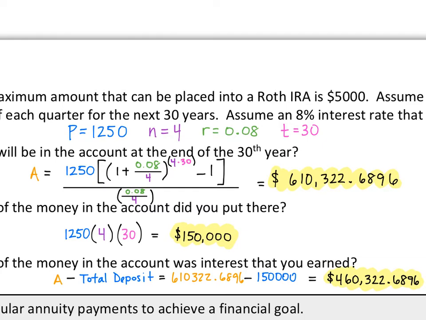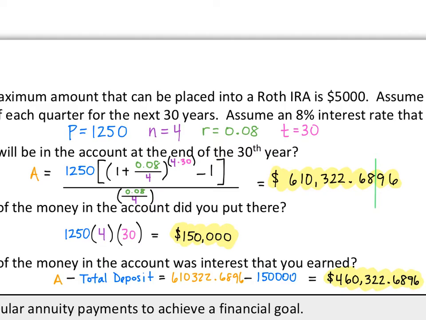And you should get this amount on your calculator, $610,322.6896. Now, technically, they would cut that off at the end of that second decimal, so just be aware of that.